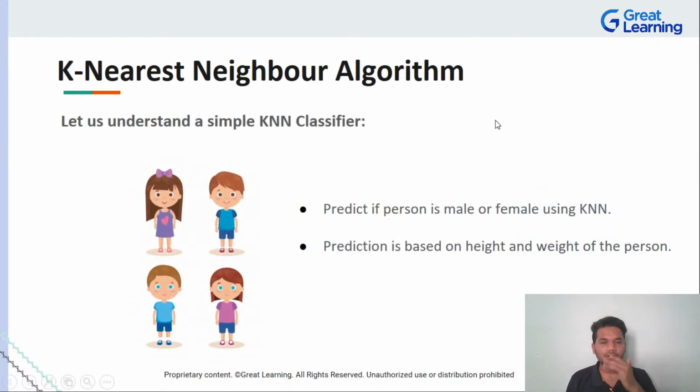Perfect. Now to give you a very simple theoretical example, think of these particular kids that we have. We want to see if our machine learning model can predict if the person is either a male or a female, and we want to use KNN to do this. But instead of showing it images and asking it if it's a male or a female, I am going to give it the height and the weight of a person.